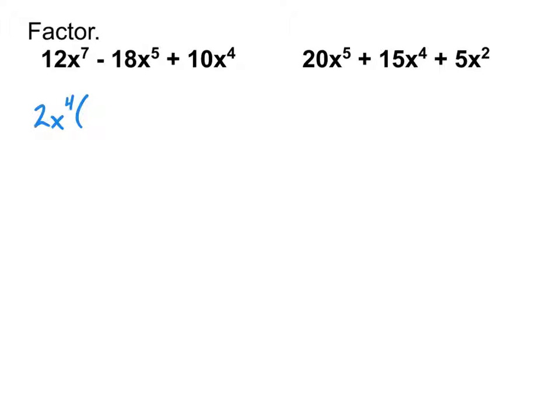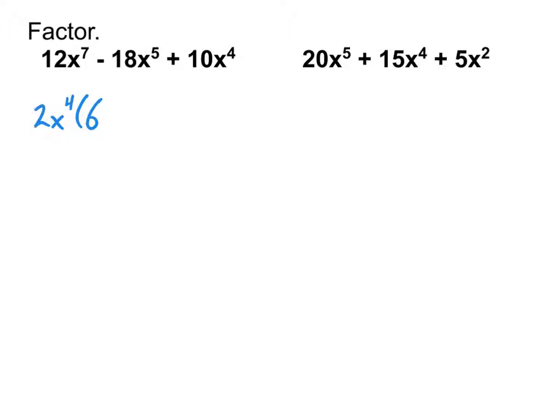So I'm going to factor out 2x to the fourth power. Now, just like when we did distributive property in those last couple, I multiplied whatever was outside into the parentheses. In this case, I'm dividing instead of multiplying because I'm going backwards. So I'm going to do the 12x to the 7th divided by the 2x to the 4th. 12 divided by 2, of course, is 6. And then I do the x to the 7th divided by x to the 4th.